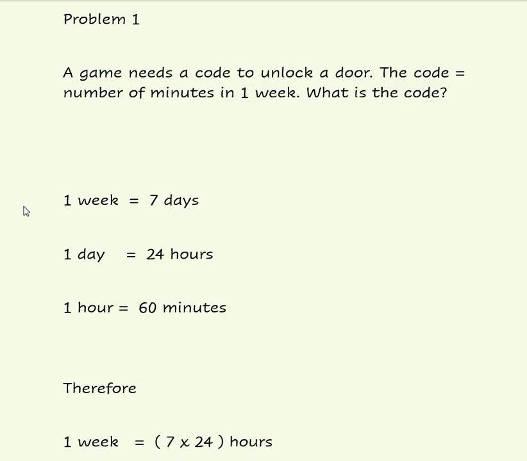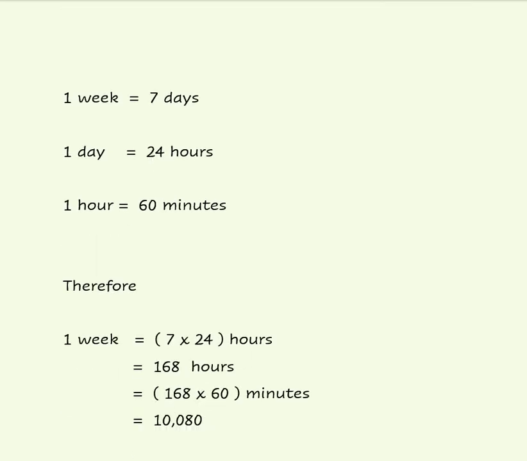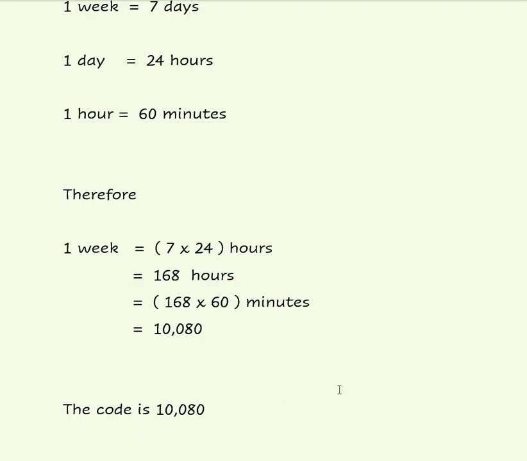What is the code? We know 1 week equals 7 days, 1 day equals 24 hours, and 1 hour equals 60 minutes. Therefore, 1 week equals 7 times 24 hours, which equals 168 hours. But each hour has 60 minutes. So we get 168 times 60 minutes, which gives us 10,080 minutes, which is the code needed to unlock the door. So the code is 10,080.